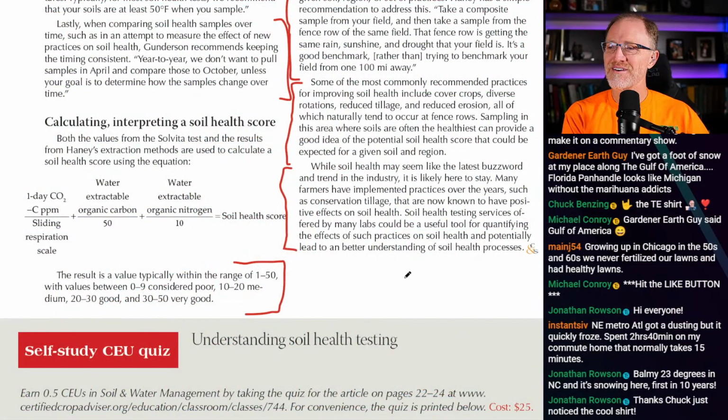Soil health testing and services offered by many labs could be a useful tool for quantifying the effects of such practices on soil health and potentially lead to a better understanding of soil health processes. It could, or it could not. Maybe it does, or maybe it doesn't. Okay, I'm not saying it does. I'm not saying it doesn't. I'm saying I'm not convinced that it does because I haven't seen any data to convince me that it does.